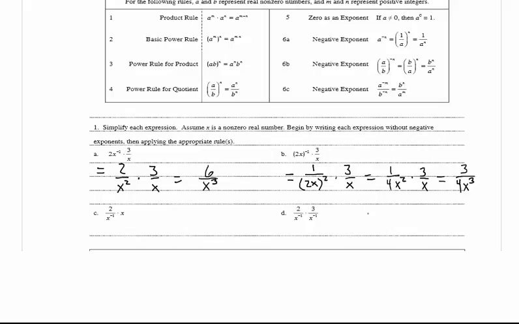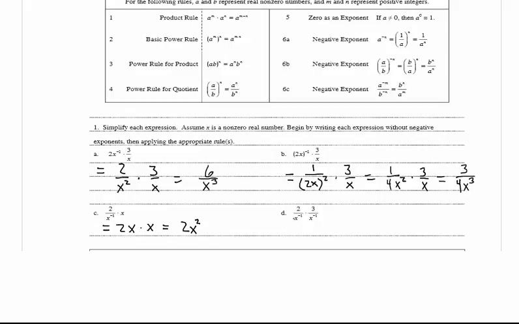In C, we have 2 over x to the negative 1 times x, and if we write it without a negative exponent, we would move x to the negative 1 to the numerator, and it becomes x to the positive 1. So we have 2x times x, and that's equal to 2x squared.